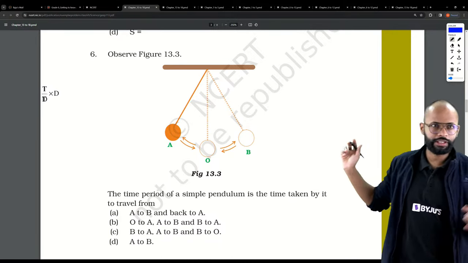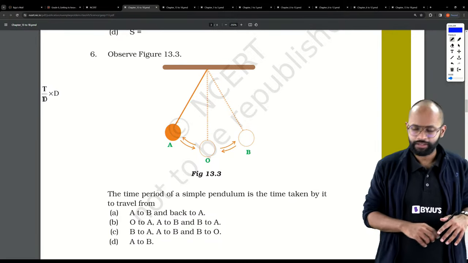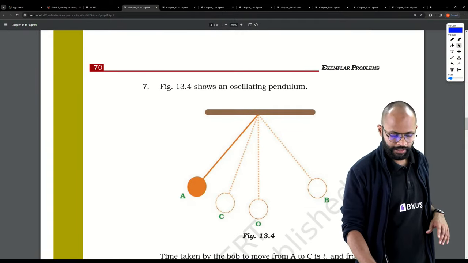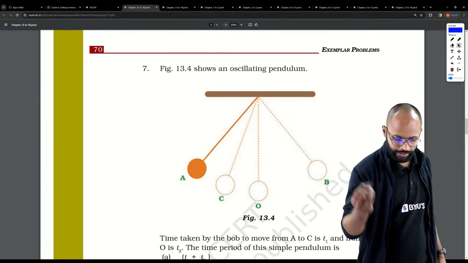By the way, we have a question on this. Clear? Yes, everybody? Okay. Come on, next question. There is one more question, brother.